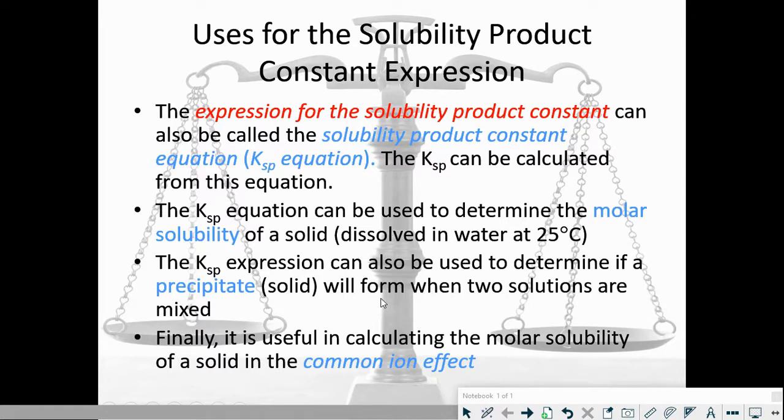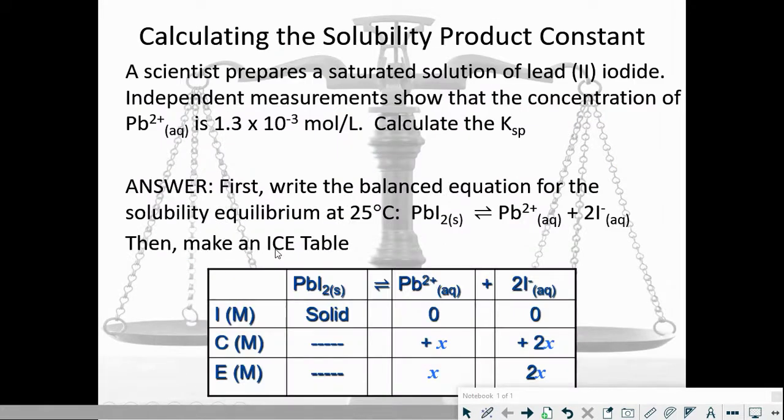The KSP expression can also be used to tell if mixing two solutions will create a precipitate. Finally, we can use the KSP equation to determine the effect of having a common ion effect. We'll discuss that later. The first one is to calculate the solubility product constant.